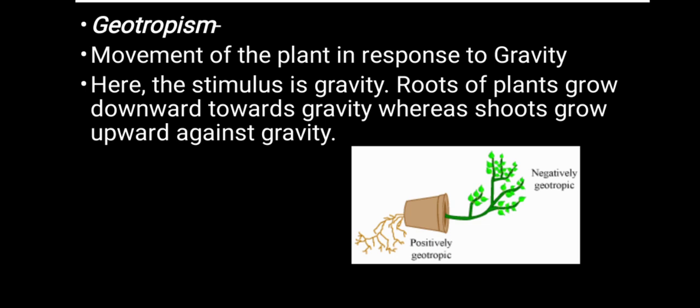Geotrophism. Geo means gravity. The movement of a plant part in response to gravity stimuli is called geotrophism. Roots of a plant grow downwards or towards the force of gravity, thus exhibiting positive geotrophism, whereas shoots grow upward or against the force of gravity, thus exhibiting negative geotrophism.